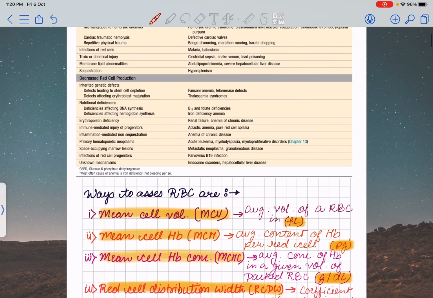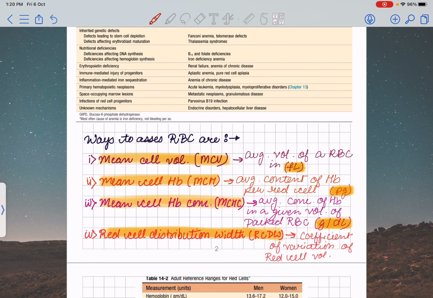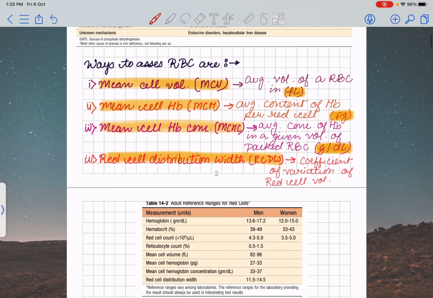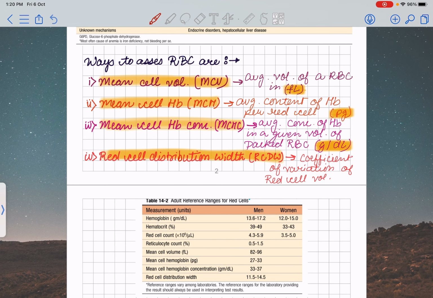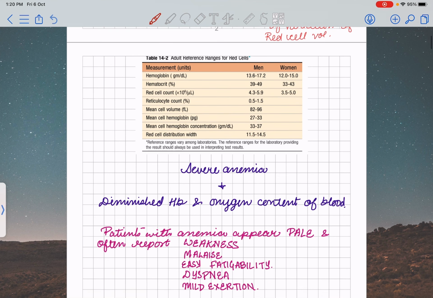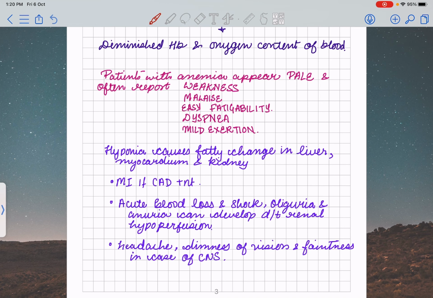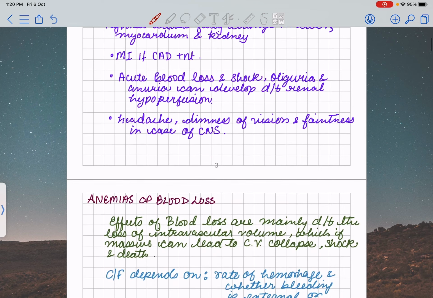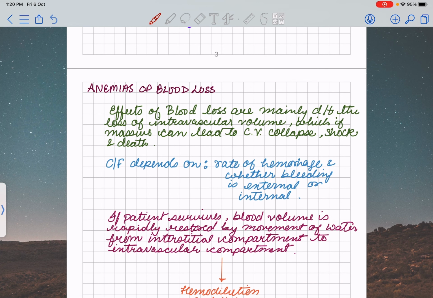Right? Now there are different ways to assess RBCs. We said there was MCV, which is measured in femtoliters, 80 to 100. MCH, mean cell hemoglobin, which is measured in picograms, 27 to 33. Then we said we could measure MCHC, which is in grams per deciliter, 33 to 37. And red cell distribution width, RDW, 11.5 to 14.5. We said anemia can lead to hypoxia, and we talked about weakness, malaise, and how it affects the heart, kidney, liver, and even the CNS. We talked about anemia of blood losses and the effects of blood losses and how they play an important role, right?